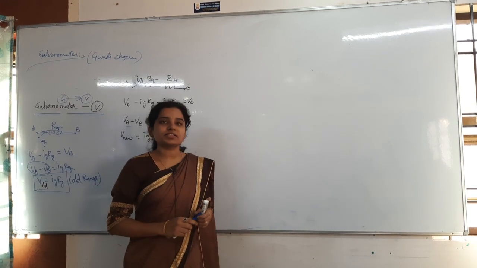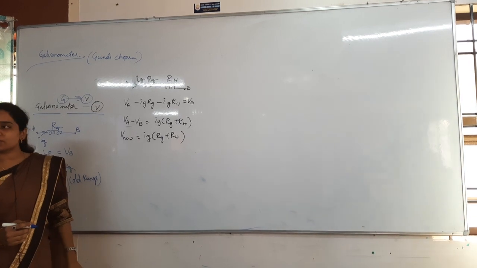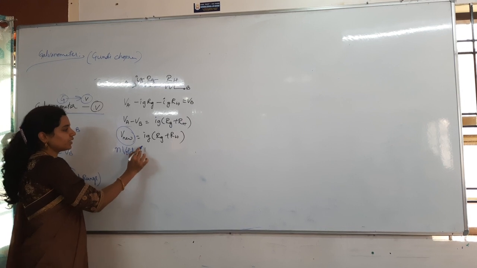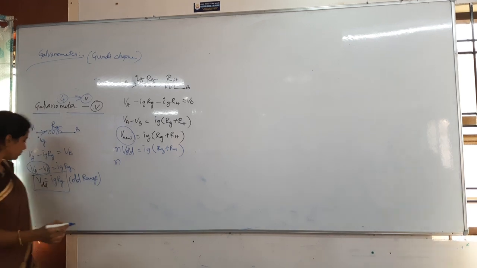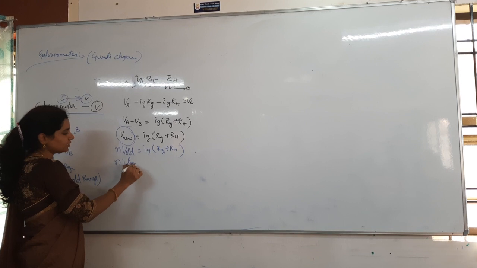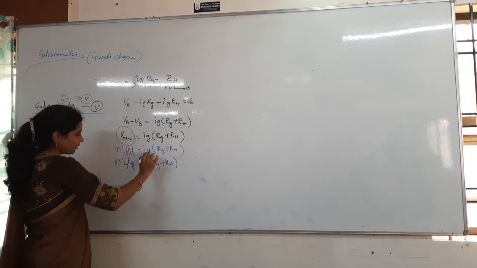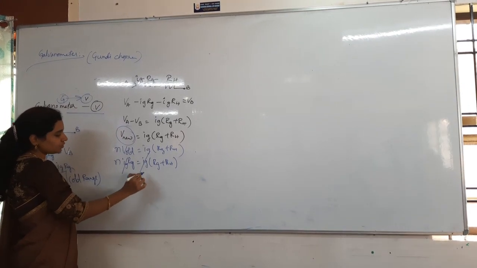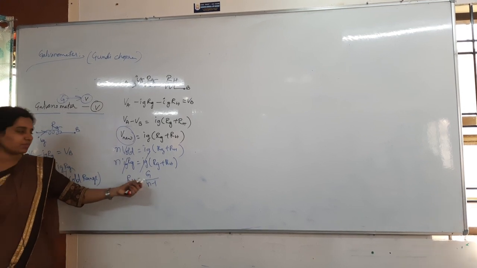You got that? Yes. See that V new is equal to Ig into Rg plus Rh. Now what I am saying, the new range is how many times the old range? N times the old range. Then n into V old, where V old is equal to Ig into Rg. So n Ig Rg is equal to Ig into Rg plus Rh. Then Ig gets cancelled here. What you have to find out is the Rh value, no? Rh is equal to Rg into n minus 1.